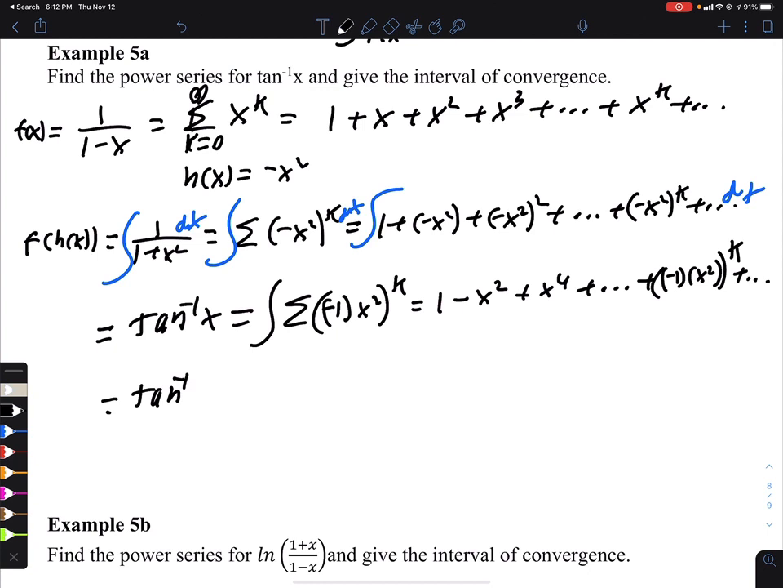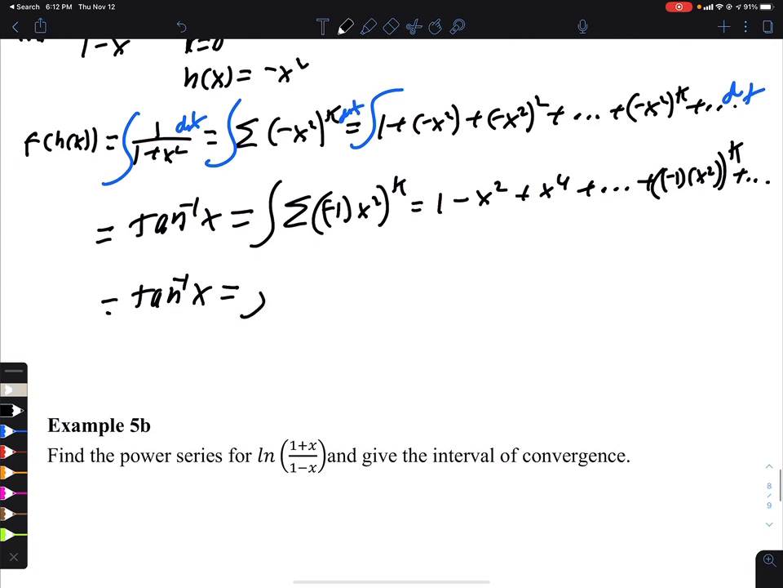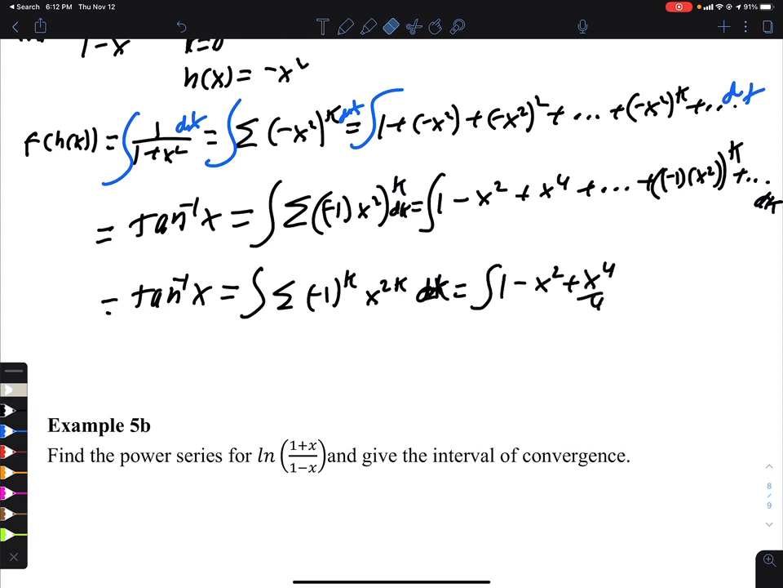Where is this getting me? Hopefully your brains aren't too fried. I forgot my dk. And this integral dk. It's negative 1 to the k, x squared to the k, which is x to the 2k, dk. 1 minus x squared plus x to the 4th over, no, wow, this is pretty bad, guys, sorry. That's negative 1 to the k, x to the 2k plus dot dot dot dk.